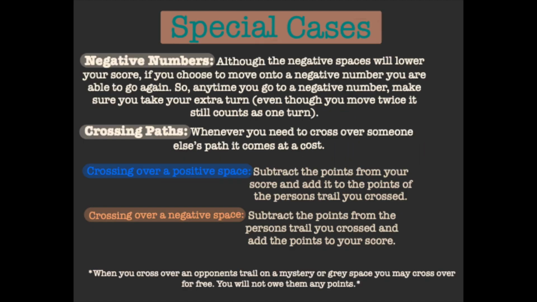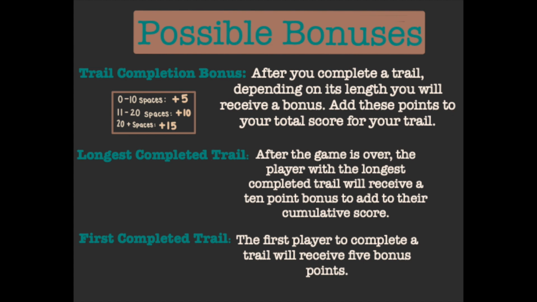As we saw on the game board, there are many negative spaces throughout. Although your score may go down if you land on one, you will also be given the opportunity to go again. If the time comes where you need to cross someone else's path, it will come at a cost. If you cross someone else's path on a positive space, subtract the points from your score and add it to their score. However, if you cross over a negative space, subtract the points from their score and add them to your score.